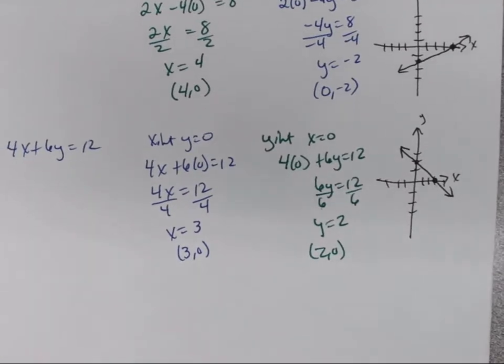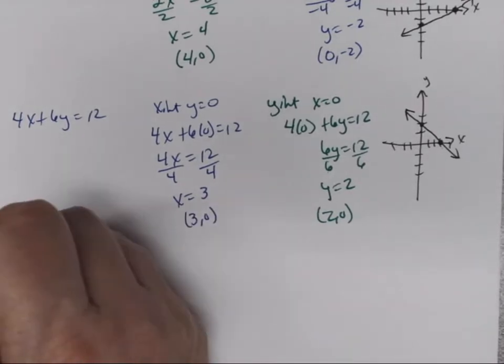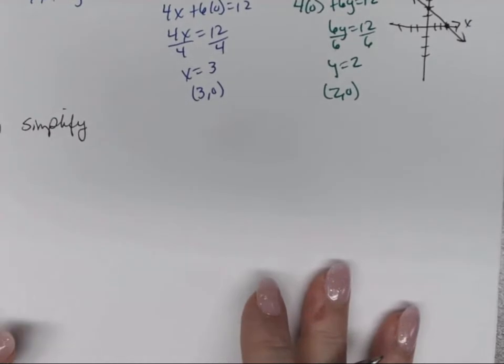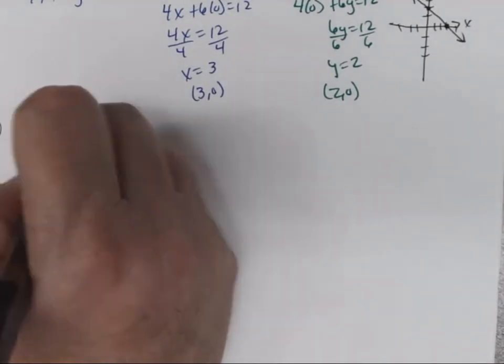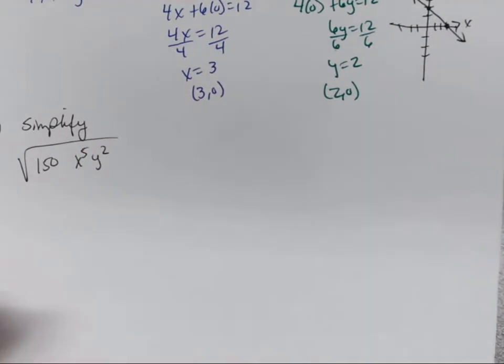All right, next problem. We are looking to simplify. We're actually going to simplify some radicals. So the square root of 150, x to the 5th, y squared. So I'm going to show you the easy way to do this.